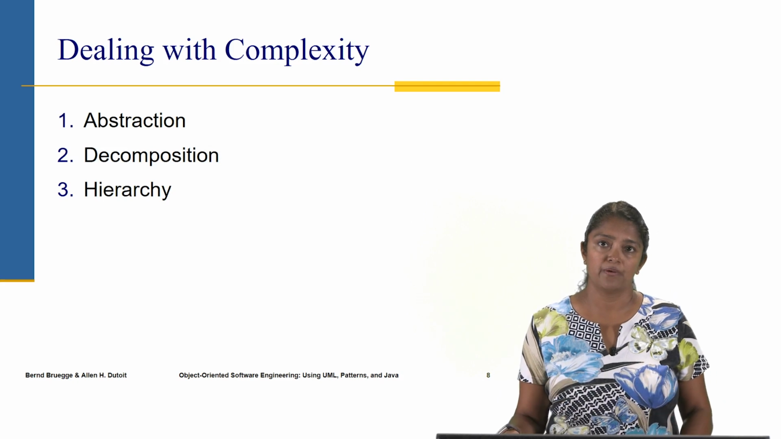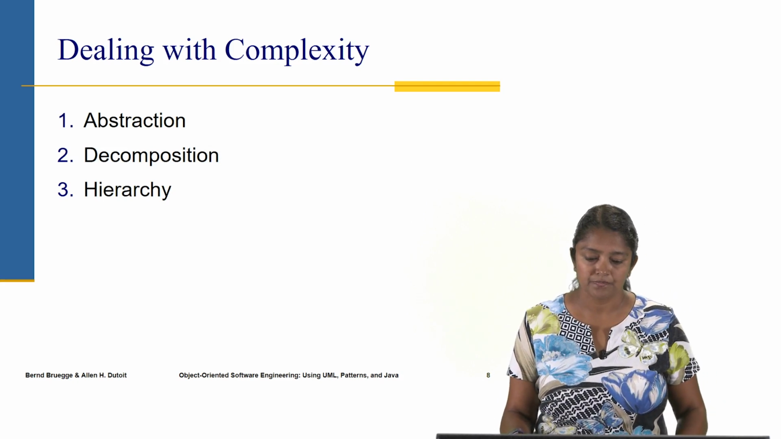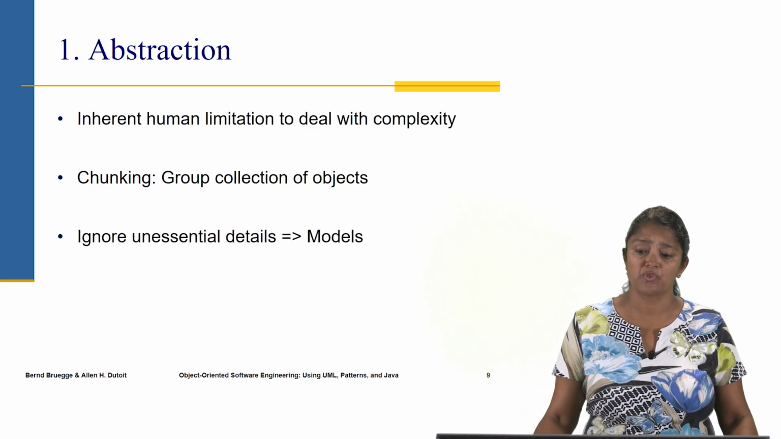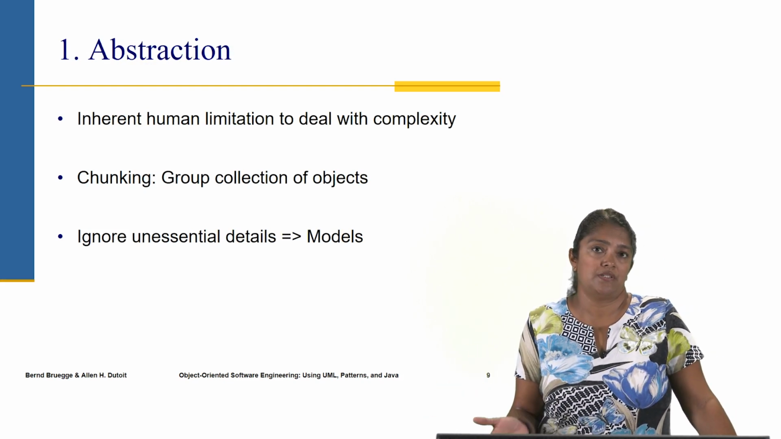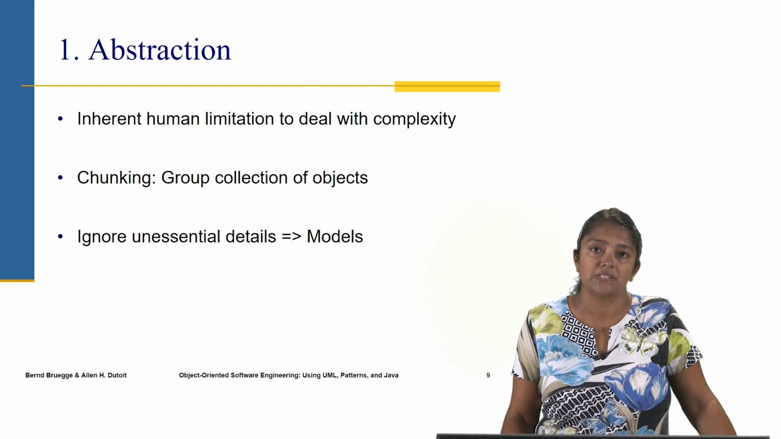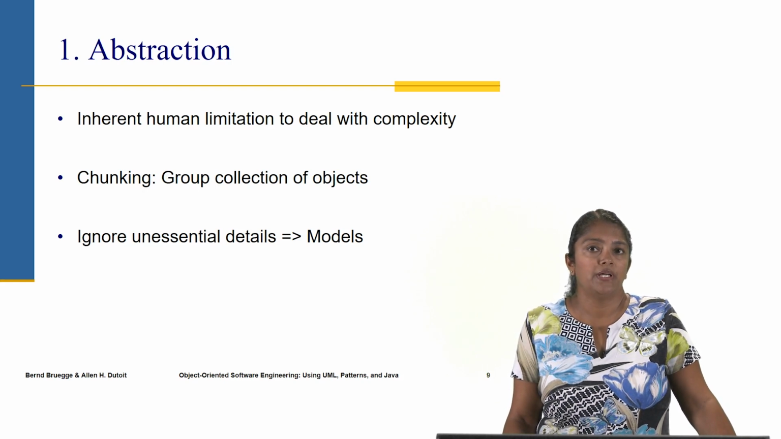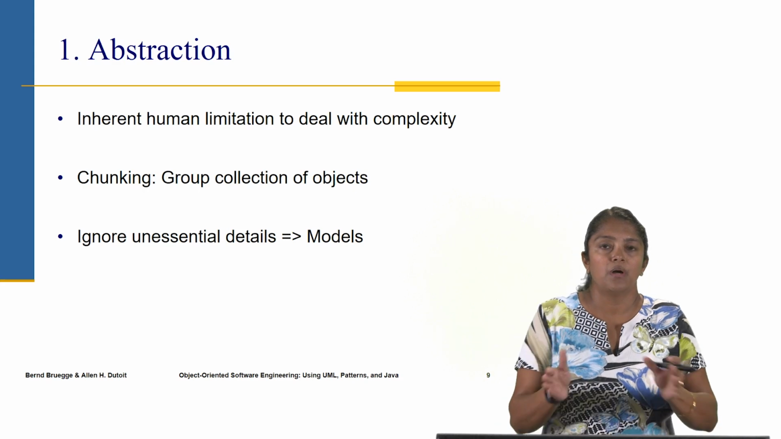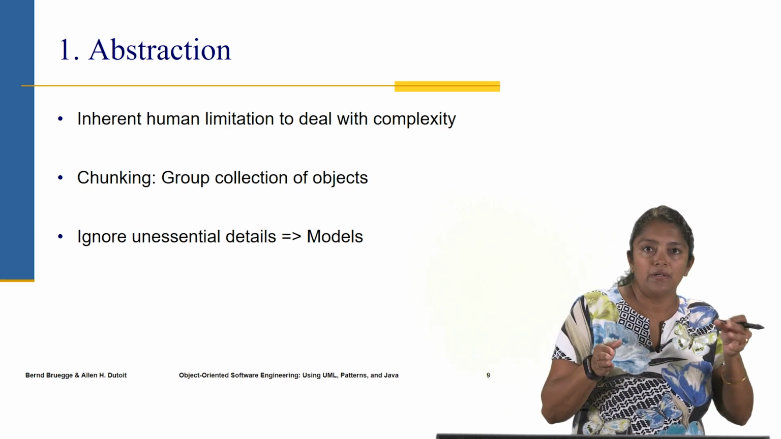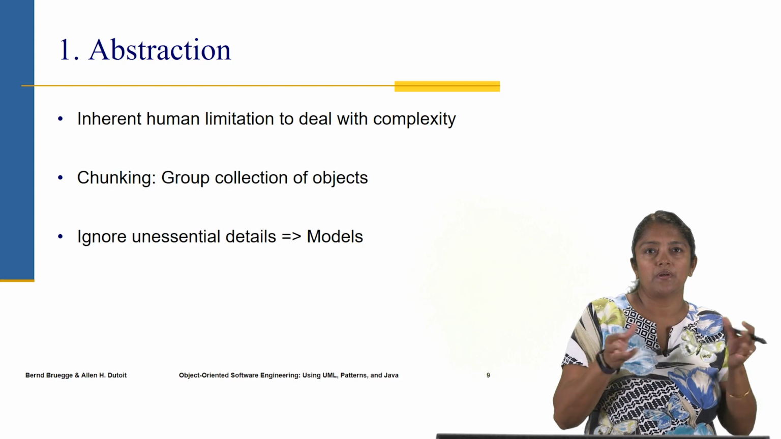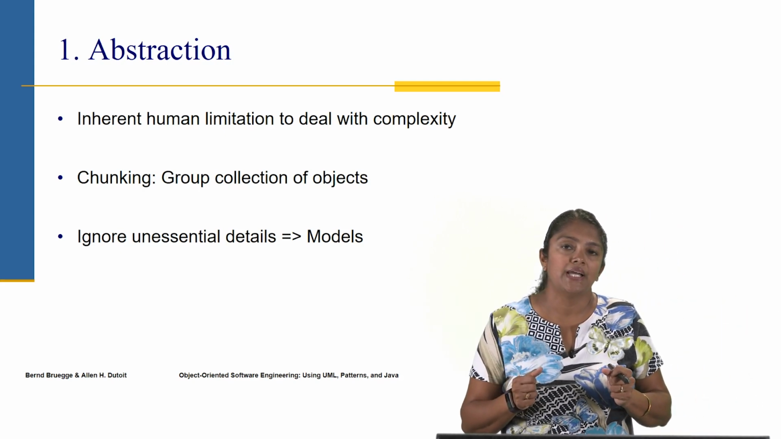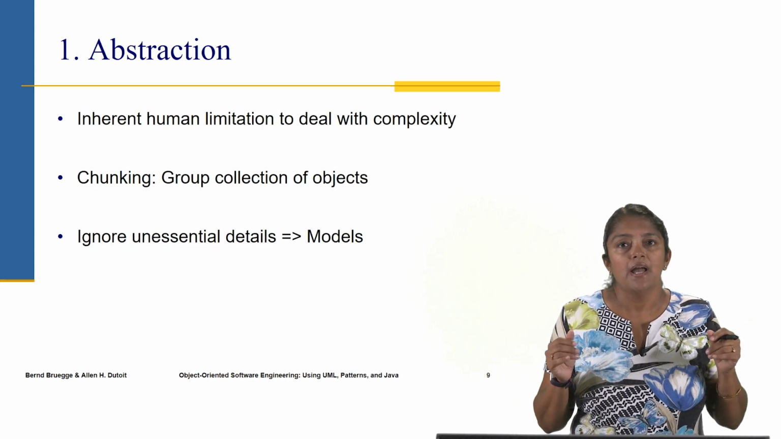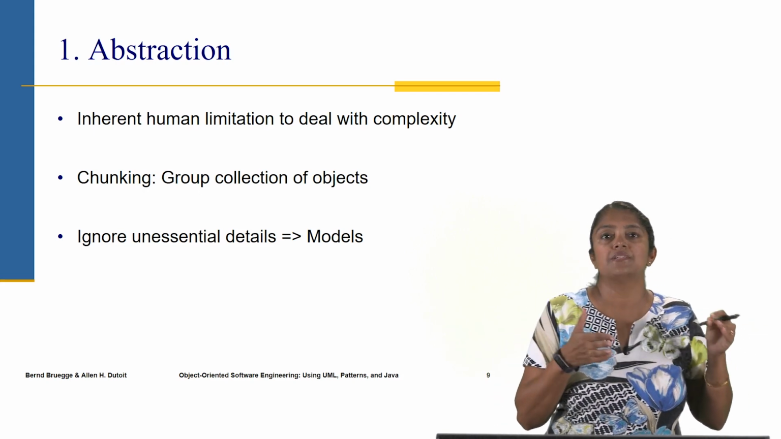And we'll look at each of them in detail. So we'll start with abstraction. Our inherent human limitation is, it's hard to deal with complexity. So basically the way we deal with it is by chunking. We want to come up with smaller pieces and group them into collections of objects. So basically the idea is to do this chunking and then also ignore unessential details.